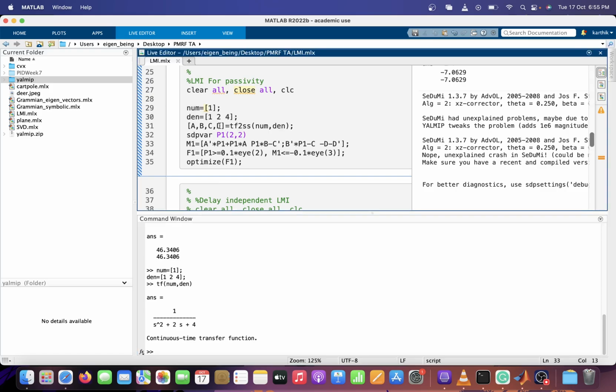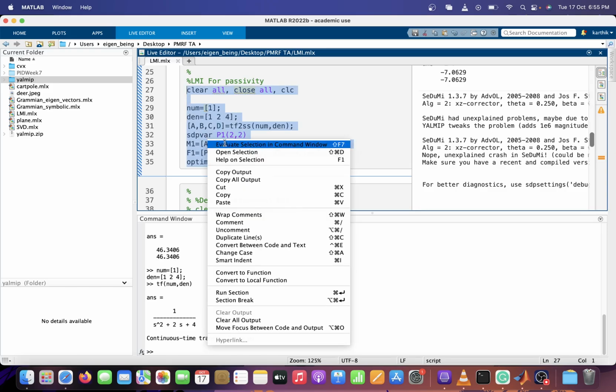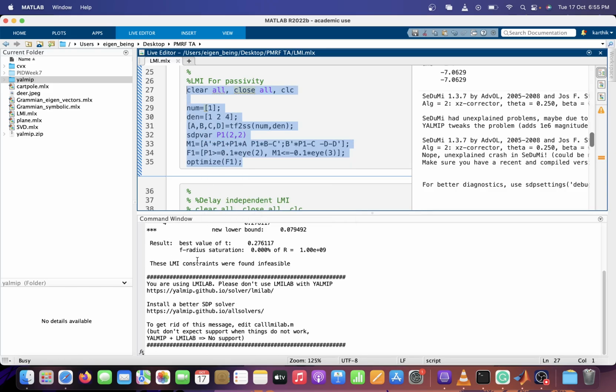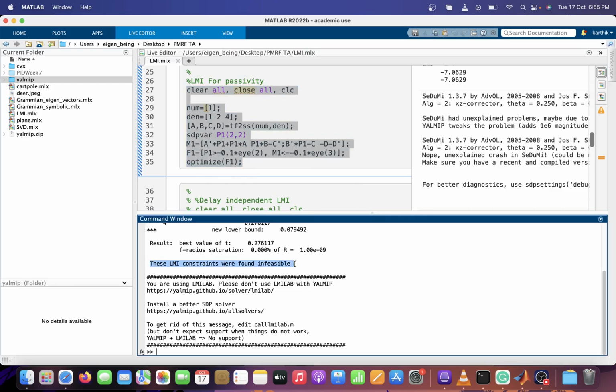So I have converted that to state space, and I have declared P1 as my SDP variable, and M1 is A transpose P plus PA, PB minus C transpose, B transpose P minus C, and this. Now in the same way I have to optimize this. If I run this, these LMI constraints were found to be feasible, which means it is not a passive system.